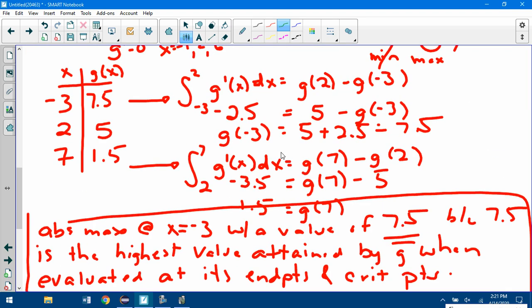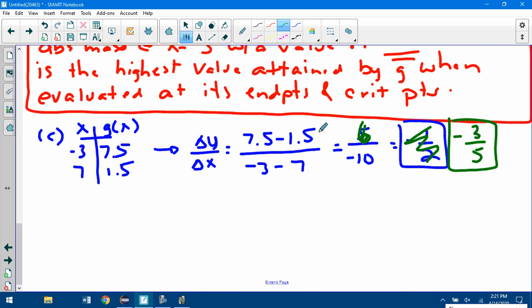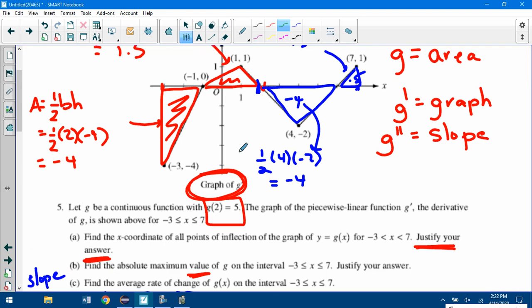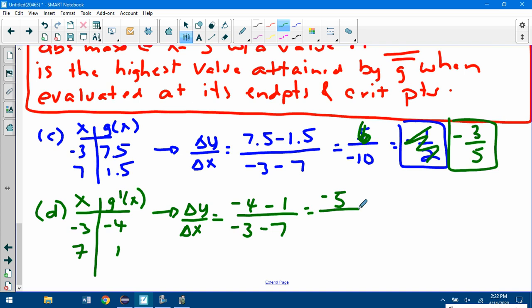Okay, and then part D, find the average rate of change of g prime on that same interval. Okay, that part's okay. So same steps. If I want values of g prime, where do I look? Just look at the graph, right? Because this is g prime. So it's -4 and 1. So do change in y over change in x again, and you get -4 minus 1 all over -3 minus 7. So it's -5 over -10, which comes out to be 1/2.